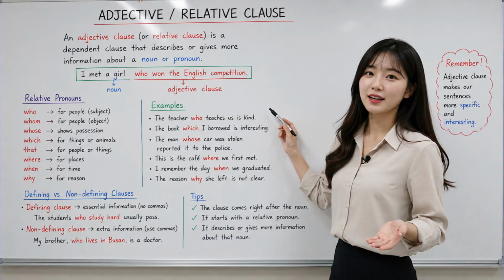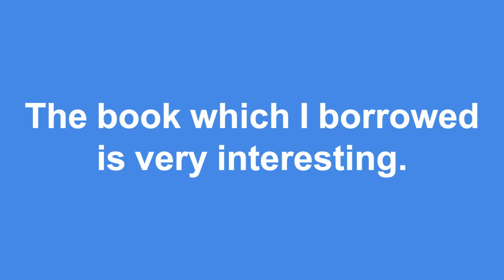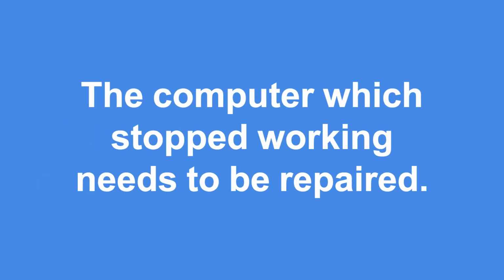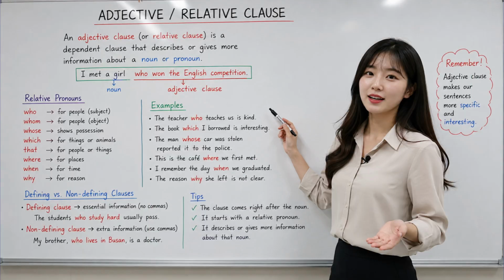For example, the book which I borrowed is very interesting. Another example is, the computer which stopped working needs to be repaired. The adjective clause gives additional information about a thing.